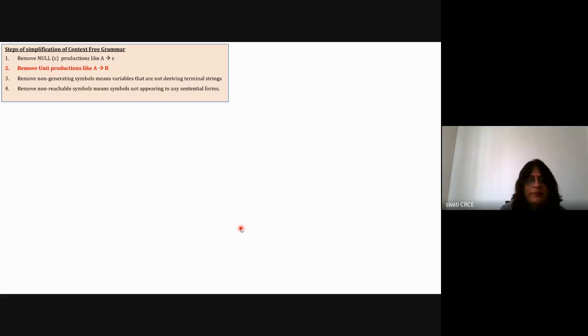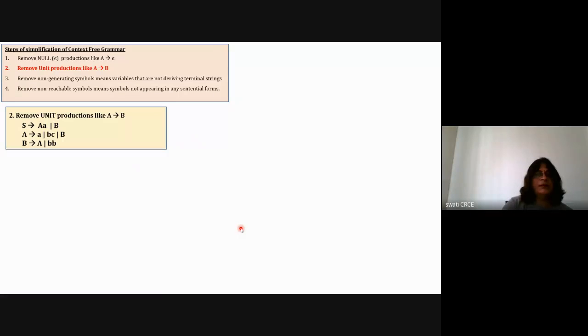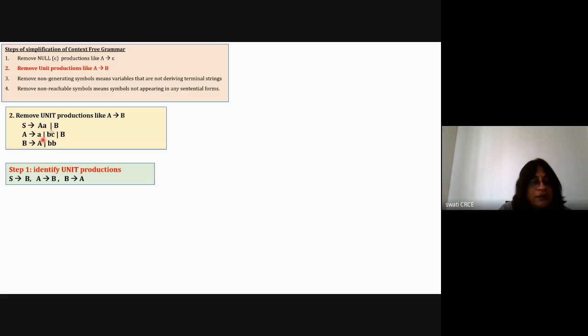Okay, so solve the next problem, the removal of unit productions. S is equal to capital A small b, A is equal to small a b c b, and B is equal to A and double B. Okay, so identify the unit productions. See, there are three unit productions now: S is equal to B, A is equal to B, and B is equal to A. Okay, so now you write down the grammar without unit productions.